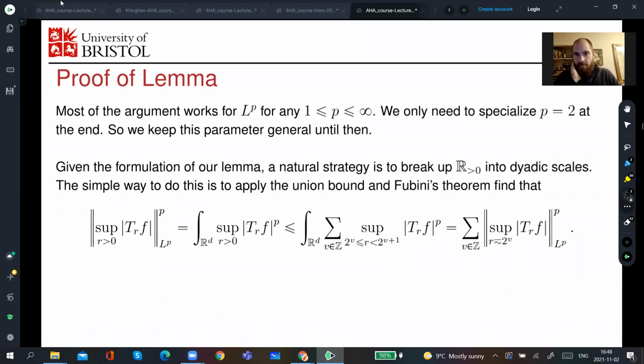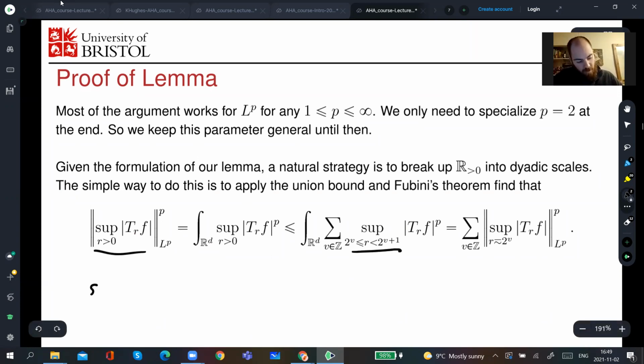For the moment, a lot of the argument actually works for any L^p space, so I'll keep it general, working with an arbitrary p between 1 and infinity, and then when I actually need to go to L2, that's when I will. So what's the first thing you might want to try? If you're just going to be a bit rough and bluntly do things without thinking too much about it, the first thing you might want to try is breaking up the supremum over all possible radii into dyadic scales.